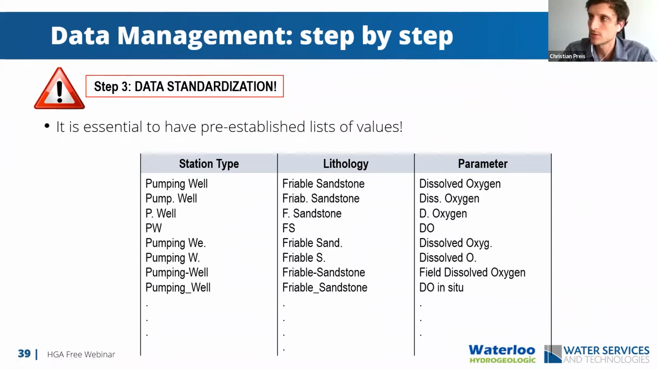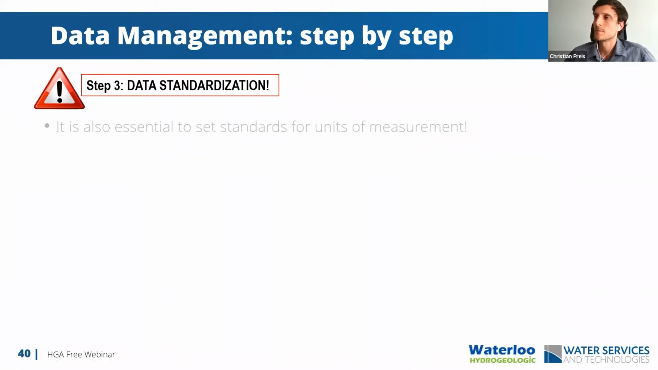So it's very important to establish a list of values. So now in my database, pumping well will always be called pumping well, like the first line here. It will not allow me to enter data written as pumping underline well. Same for the parameter. I want to write DO for dissolved oxygen. I want an abbreviation. I don't want to write the whole thing. So it's very important to establish this list of values.